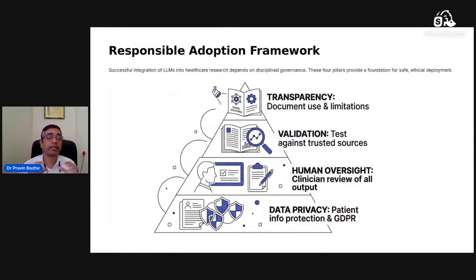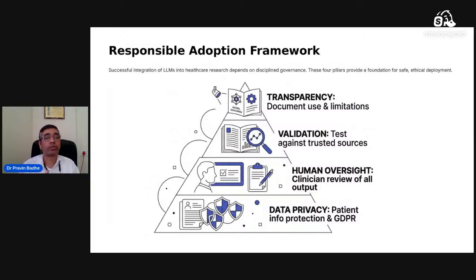And the third is that you need to make sure that the content given by the LLM has been overviewed by the researcher, the scientist, or the clinician. Only then should you bring that into the public domain. Otherwise, what is going to happen? It can be generative content.